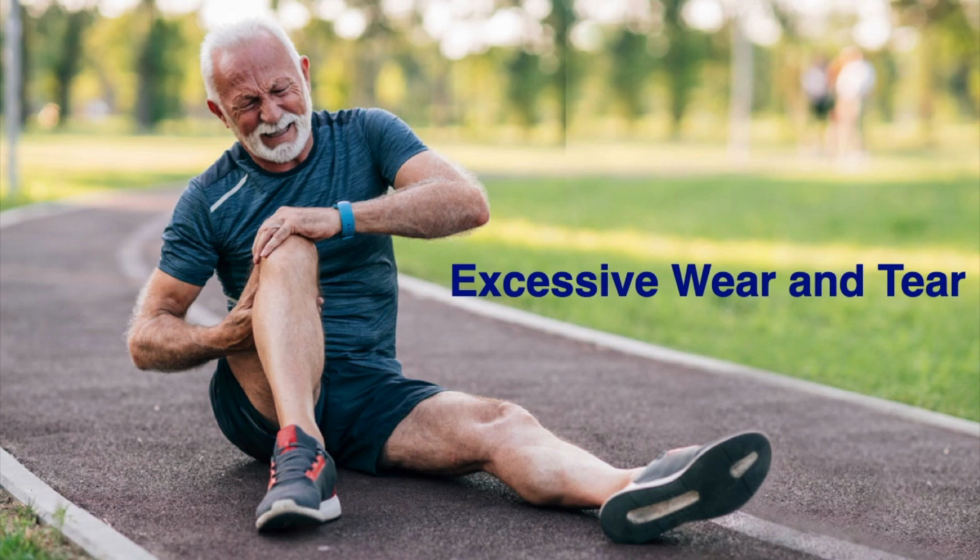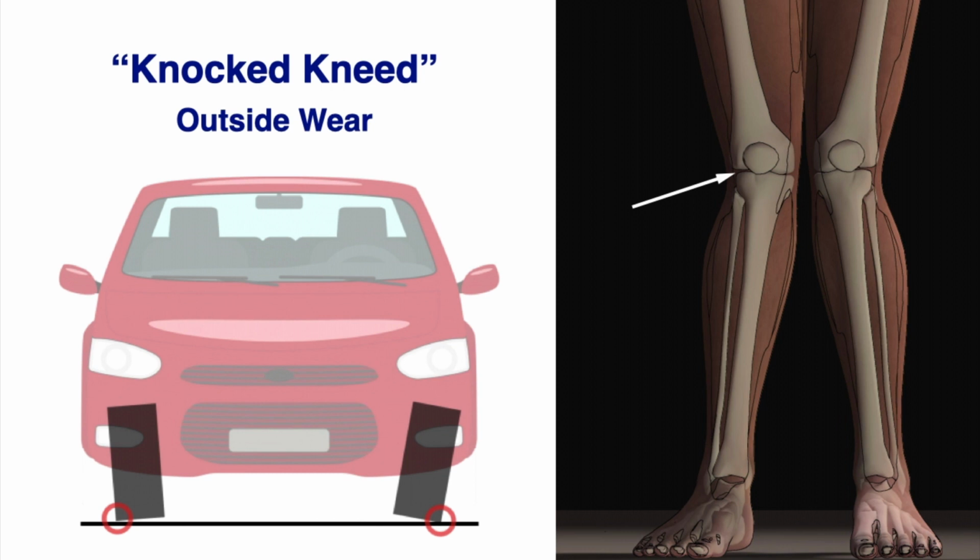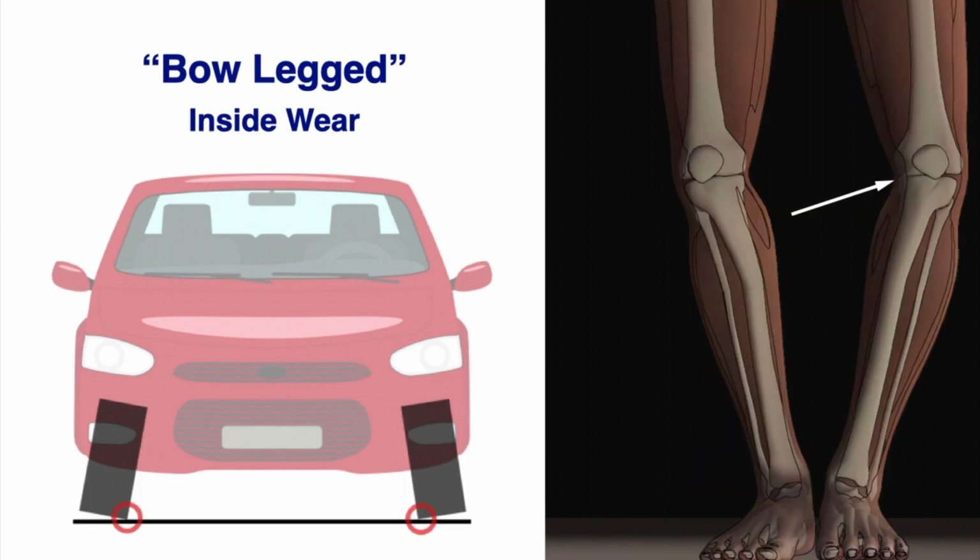The second reason for cartilage breakdown is uneven wear and tear. Like your car tires where you see uneven tread wear due to the tires being out of alignment, the same holds true for the weight-bearing joints of our body. Here in this example of an individual with knock knees, more of the weight-bearing load is shifted to the outside part of the knee, while for bow-legged individuals, just the opposite is true. The weight-bearing load is shifted to the inside portion of the knee. Over time, improper alignment leads to pain, instability, and degenerative changes in the joint.